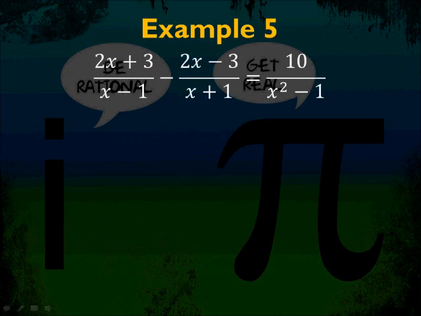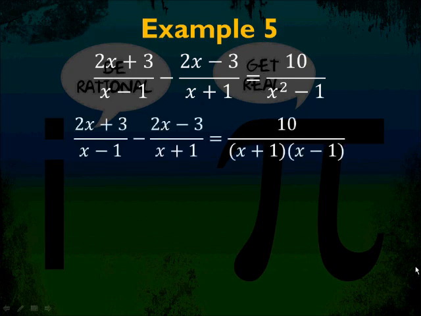Finally, we have example 5. You have 3 terms, 2 on the left, 1 on the right. Don't forget, the first thing you have to do is factor the denominator here so you know what the common factors are. So we do that, and you get x plus 1 times x minus 1. Now go ahead and multiply out by the least common multiple and see what you get for x. Again, checking to make sure you don't have any extraneous roots.